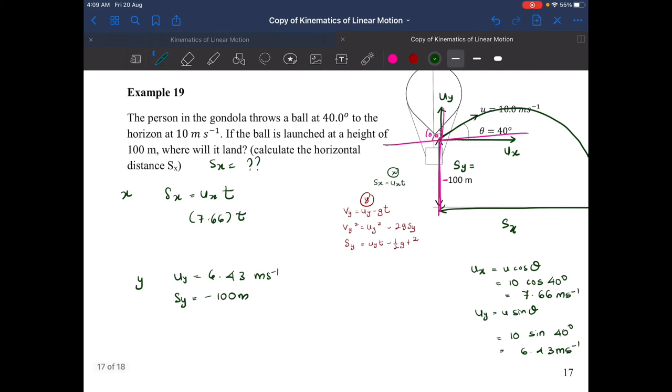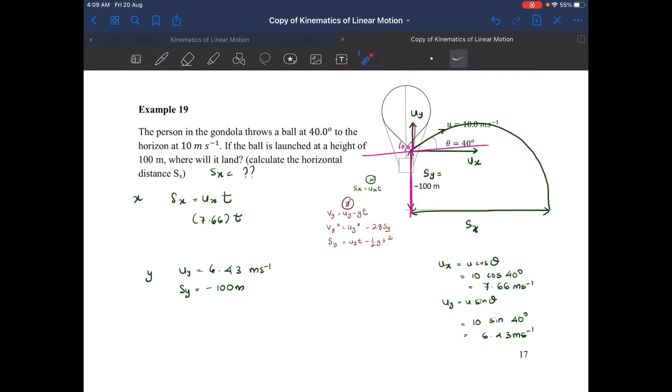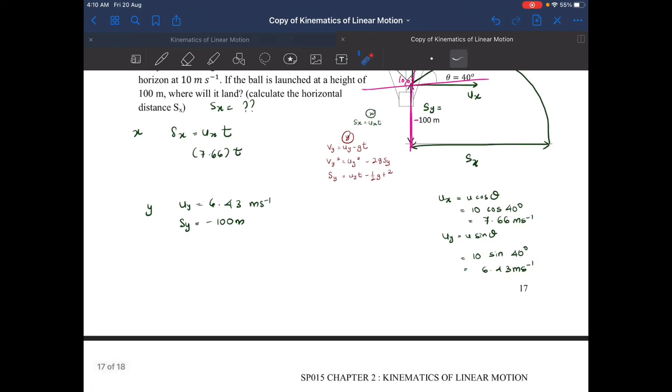So remember, we are talking about the whole journey kan, daripada sini ke sini. So time dekat sini dengan time dekat sini samalah. Sebab ini dia nak SX kan, daripada sini ke sini. So the whole journey. Sama juga SY pun daripada sini ke sini. The whole journey as well. That's why time dia boleh guna time yang sama. Faham ya? So dia adalah satu perjalanan tu, daripada awal sampai akhir.